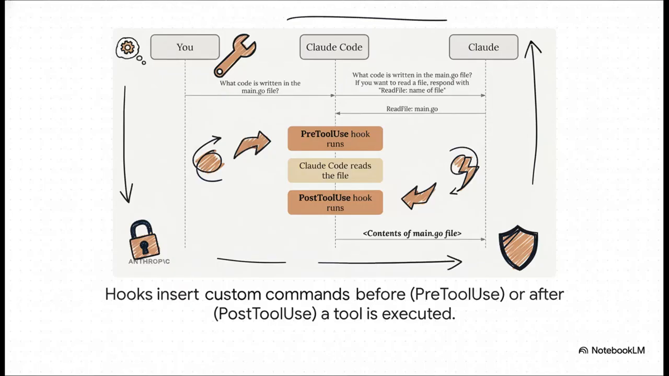And this diagram just lays it out perfectly. You ask Claude to do something. Claude thinks, okay, I need to use a tool for that. But right before it actually runs that tool, a pre-tool use hook can jump in. And then right after it's done, a post-tool use hook can run. You literally get to inject your own custom logic right into the middle of the AI's workflow.